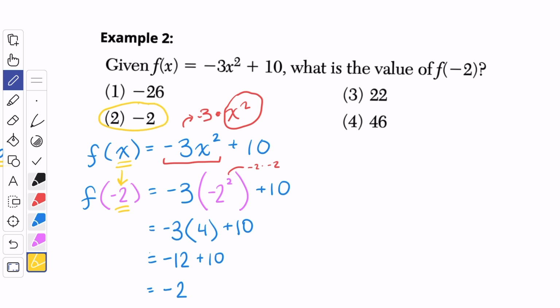So the biggest thing here is to make sure that you're looking at this negative 3x squared and making sure that you don't multiply the negative 3 times the negative 2 first. Okay, use these notes to try out the other practice problems yourself. You can always come back to this video if you get stuck.